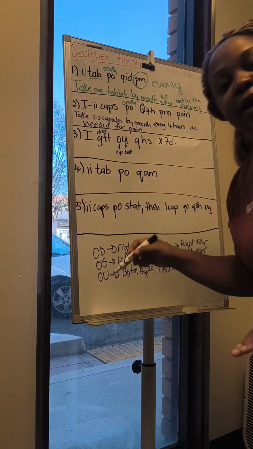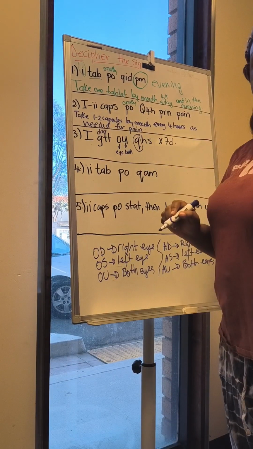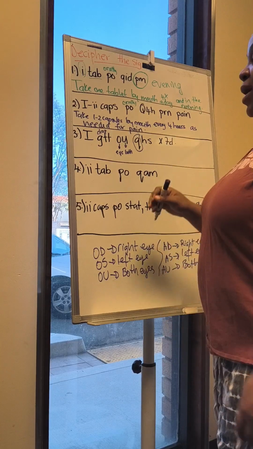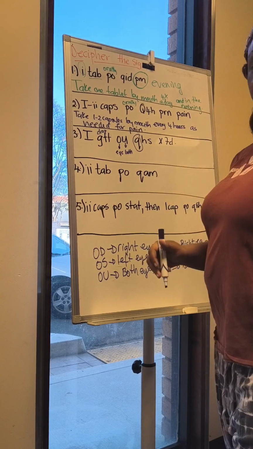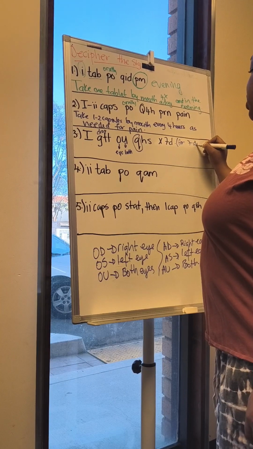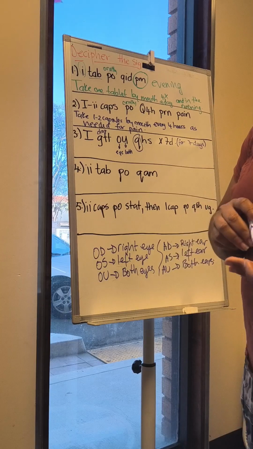HS means at bedtime. Q means every. So every night at bedtime. Put one drop in both eyes every night at bedtime. X7D means for 7 days. That means for 7 days. So now we're going to write it all out, okay?